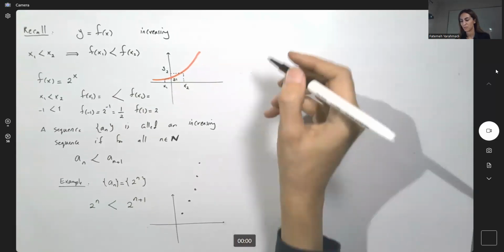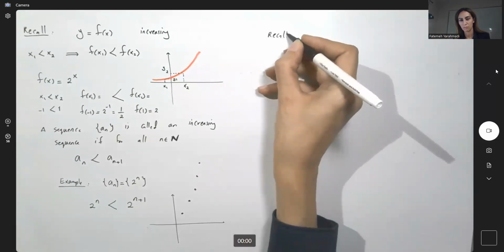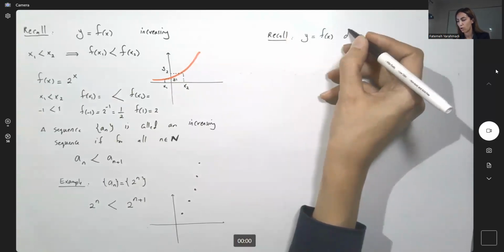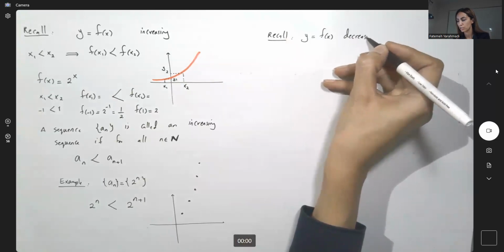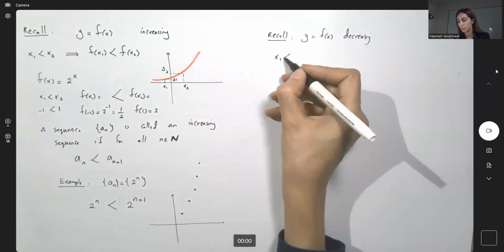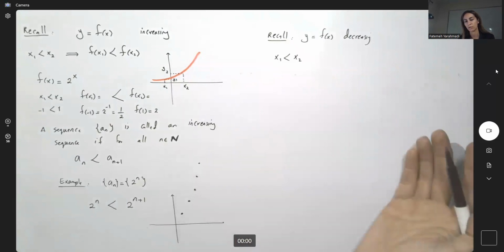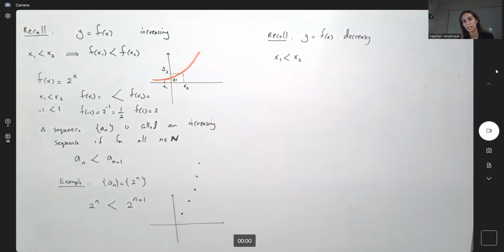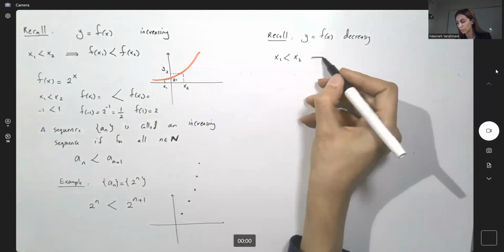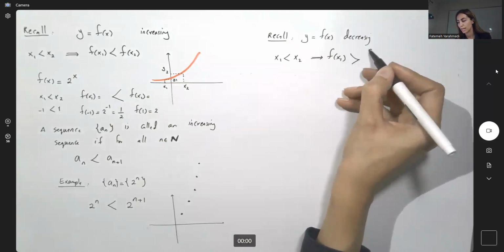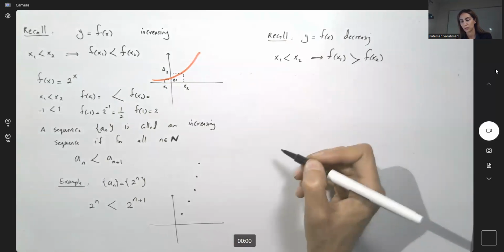However, again, from the recall, remember that if you have a function f of x, we call it a decreasing function if x1 is less than x2, meaning you have an increase in your x values, and you have a decrease in y values. Then f of x1 is more than f of x2.